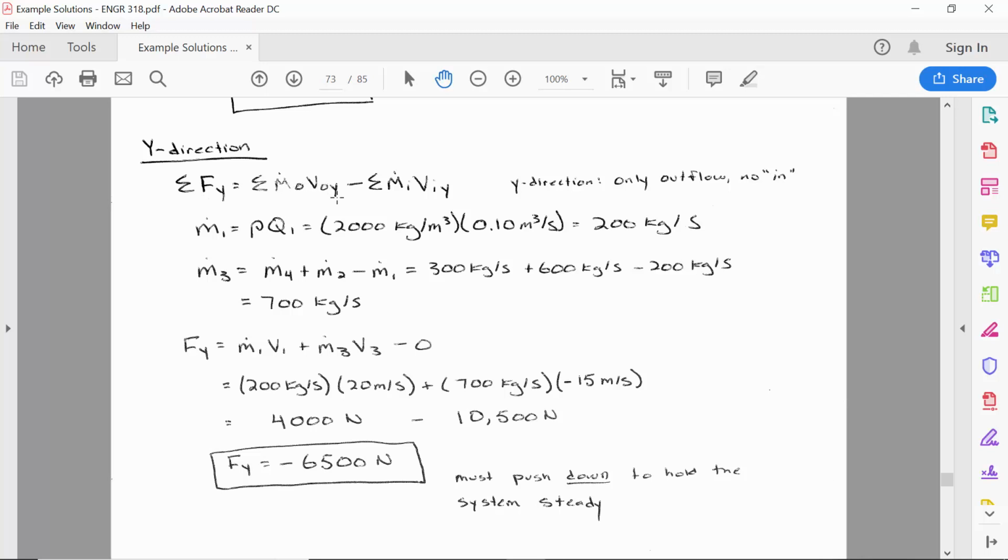Now the mass flow rate at 1 we can calculate based on the given flow rate, but then for the mass flow rate at 3 we have to apply continuity, or the Reynolds transport theorem. It's going to be the mass flow rates in minus the mass flow rate out, and whatever's left over is coming out at 3. So there's 700 kilograms per second coming out at 3.